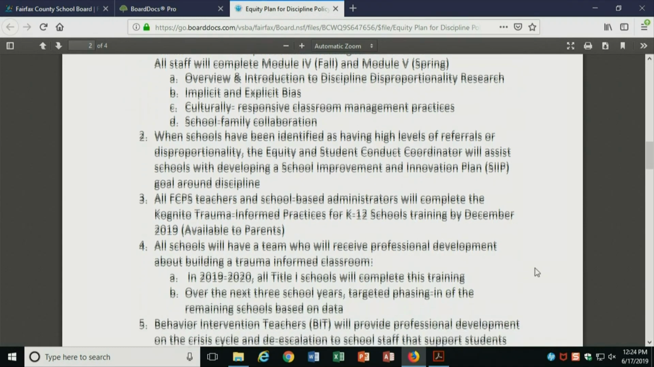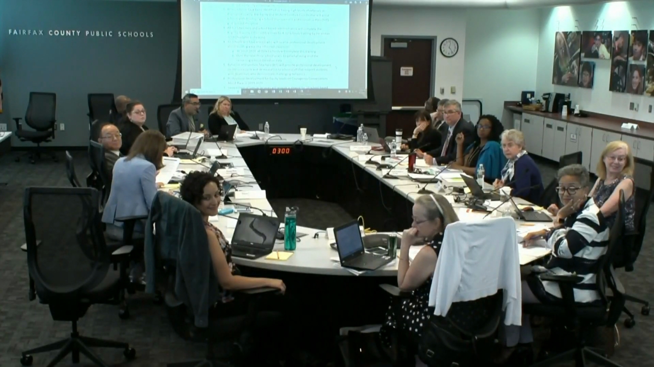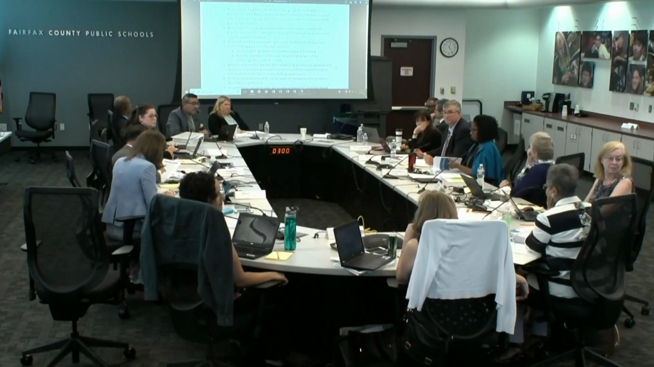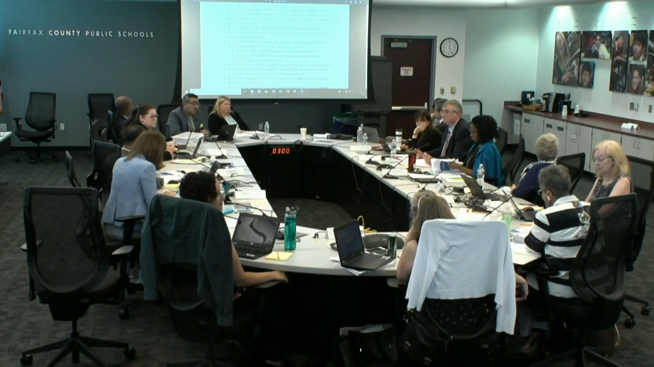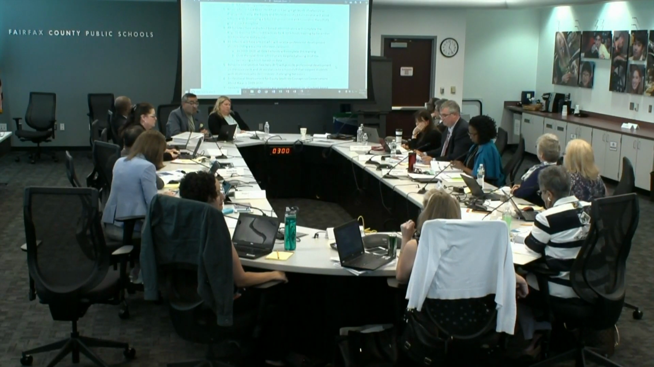Number 2 is that for professional development, when schools have been identified as having high levels of referrals or disproportionality, we now are fortunate to have next year an equity and student code of conduct specialist, who's actually here in the back, Carrie Williams. If you want to just raise your hand, you'll see who she is. She doesn't start officially till July 1 in that role, but she will be helping us to assist and really think about how we can support those schools in making sure that they have a school improvement goal around discipline.